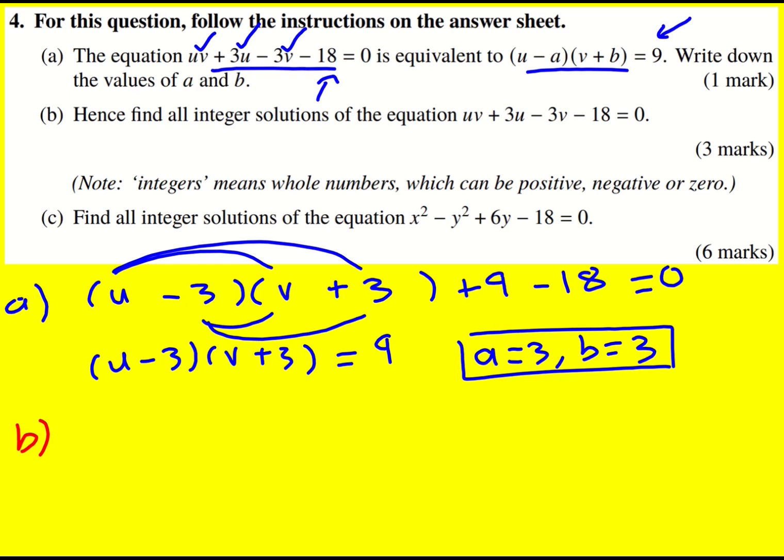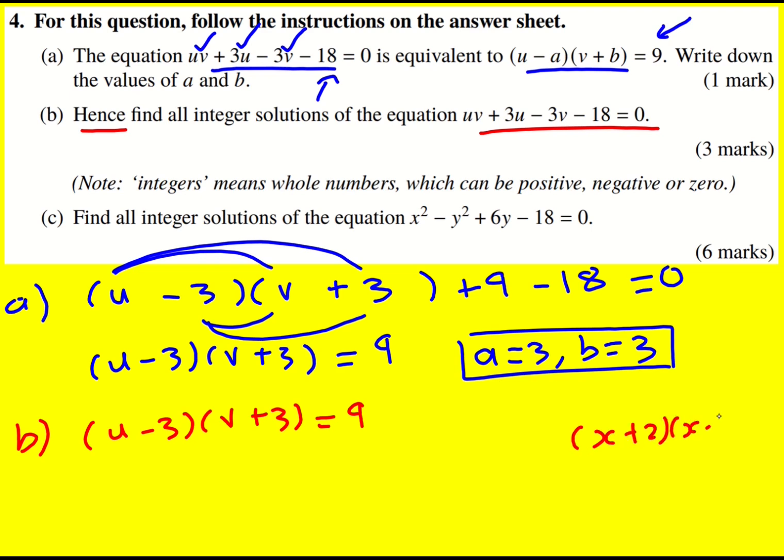In the next part, it says, hence, find all integer solutions to this equation. So we're going to go straight into this factorized form. Now, when you solve a normal quadratic equation, like x plus 2 times x minus 5 equal to 0, you might just basically go straight to minus 2 and 5, but it's because minus 2 is what makes this 0, and 5 is what makes this 0. You consider each bracket equaling 0 in turn.